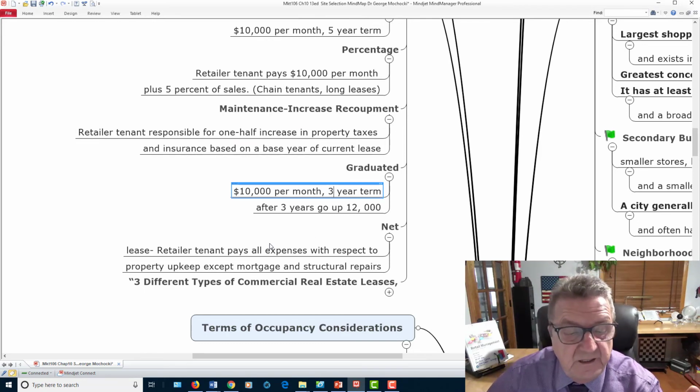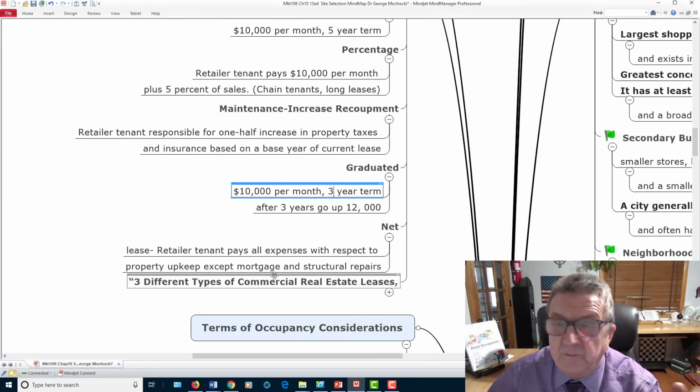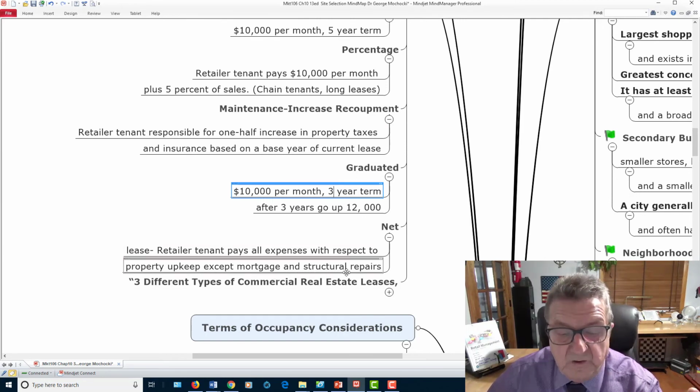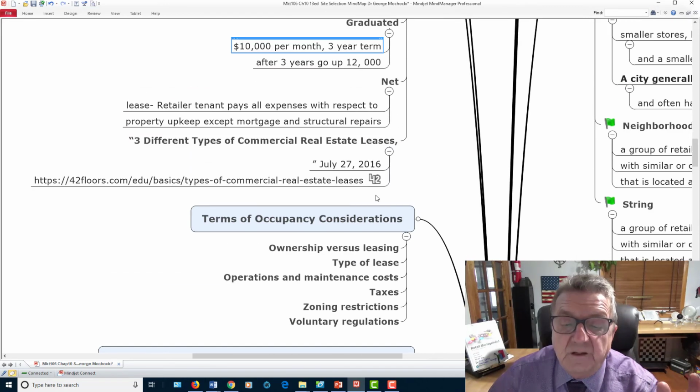Okay, and then a net lease is basically a lease to a retailer where the tenant pays all expenses with respect to property upkeep, mortgage, and structural repairs. That's something you really have to watch. Your rent is lower, but you have to do all the maintenance on that. And then does the owner have any kind of input on that?